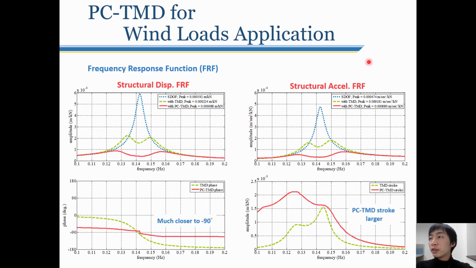So by the frequency response function, the phase of the tuned mass damper is much closer to the 90 degrees lag of structure. Moreover, the phase control tuned mass damper has a wider effective frequency range than the traditional tuned mass damper. The phase control tuned mass damper performs like multiple tuned mass dampers, but the tuned mass damper stroke is larger.